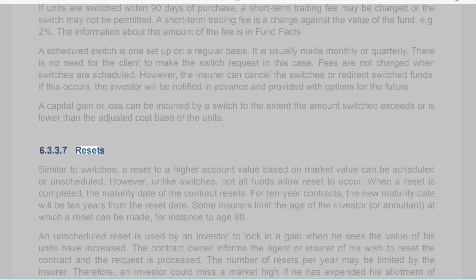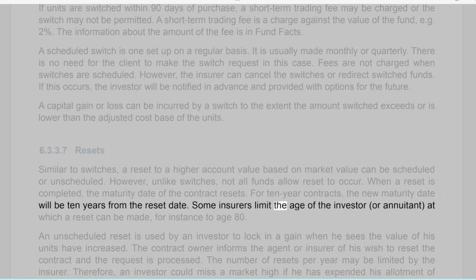6.3.3.7 Resets. Similar to switches, a reset to a higher account value based on market value can be scheduled or unscheduled. However, unlike switches, not all funds allow reset to occur. When a reset is completed, the maturity date of the contract resets. For 10-year contracts, the new maturity date will be 10 years from the reset date.